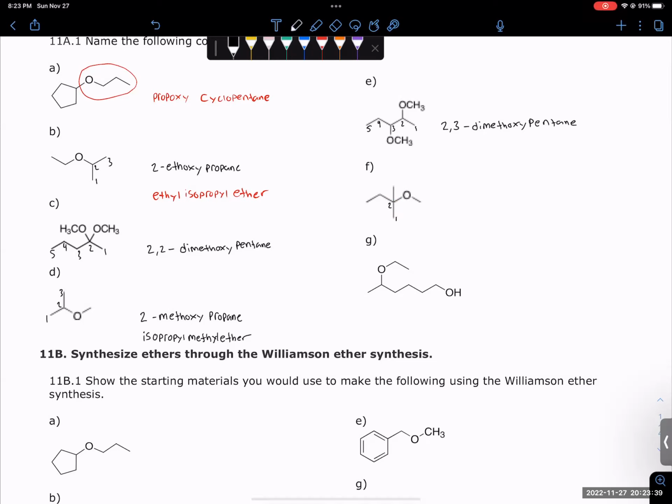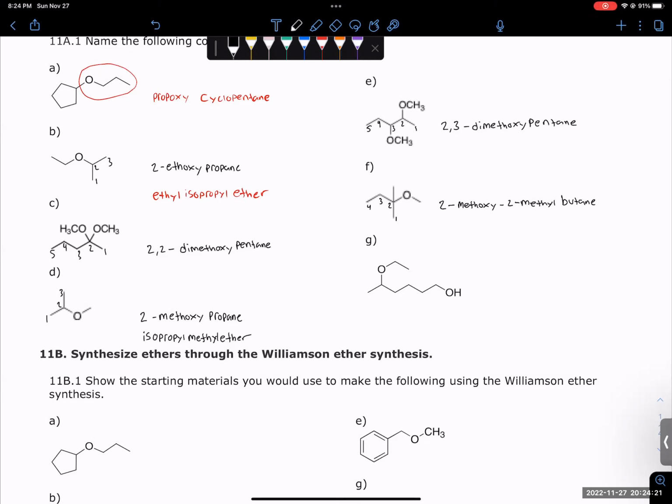So 1, 2, 3, 4. That's our longest chain. Once you get that, you identify the substituents. We realize there's a methyl group here and there's a methoxy group here. So now you have to think about which one is going to go in alphabetical order. Methoxy comes before methyl, right? Because that y in methyl is going to put it further back alphabetically. So it should be 2-methoxy and then 2-methyl. And it would be butane because that's our backbone.